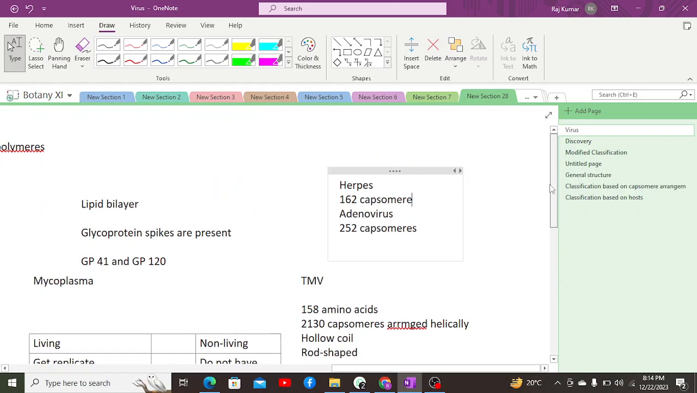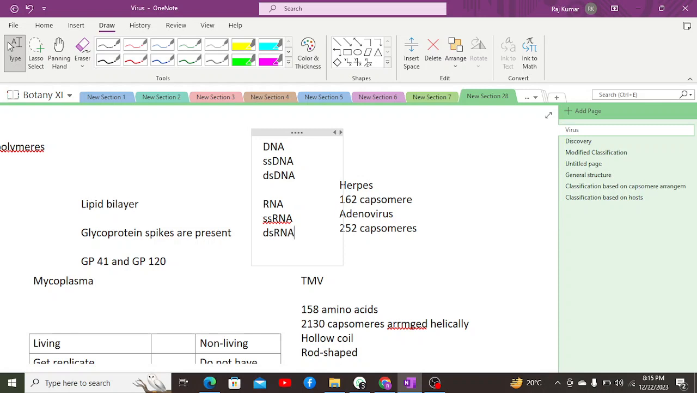One more thing, their genome. The genome basically involves two major categories. They either have DNA or RNA. They do not have DNA and RNA together. They can have one or two strands of RNA, or one or two strands of DNA. DNA can be single stranded or double stranded. Likewise, RNA can be single stranded or double stranded.